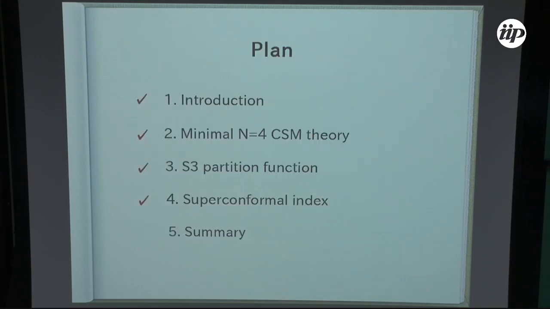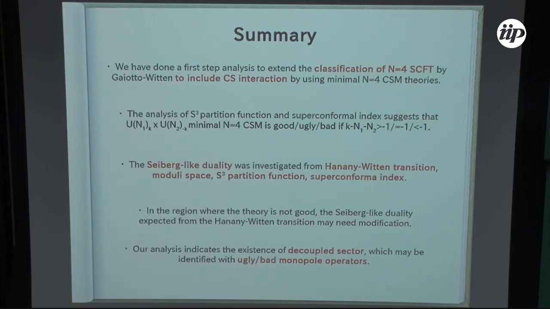Okay, so let me conclude. So we have done some analysis to extend the classification of N=4 SCFT by Gaiotto-Witten to include Chern-Simons interaction by using some minimal N=4 Chern-Simons theories. And the analysis of the three-sphere partition function and superconformal index suggests that this system is good, ugly, or bad if k minus n1 minus n2 is greater than minus 1, equal to minus 1, or less than minus 1, respectively.